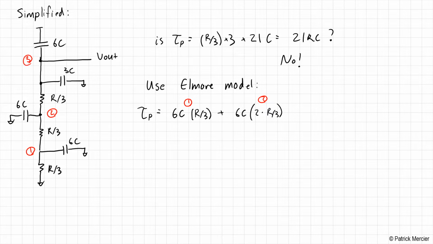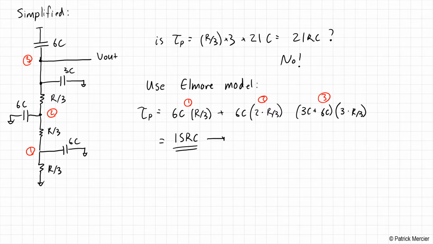And then node 3 at the output has 9C, and let's just write this for your notes, 3C plus 6C of capacitance, and it goes through 3 times R/3 amount of resistance. So that is node 3. Okay, so if we go ahead and sum this up properly, we get a delay of 15 RC.